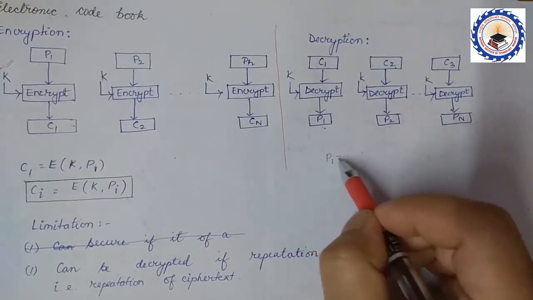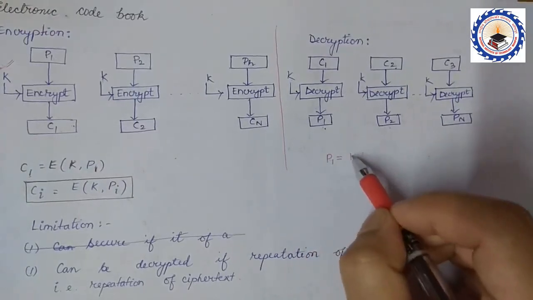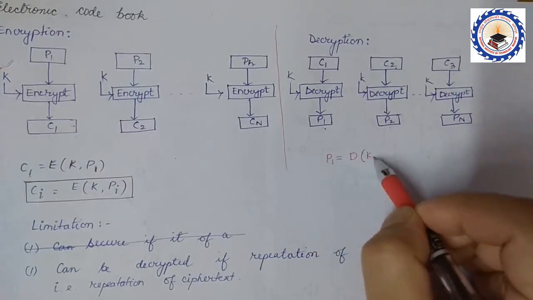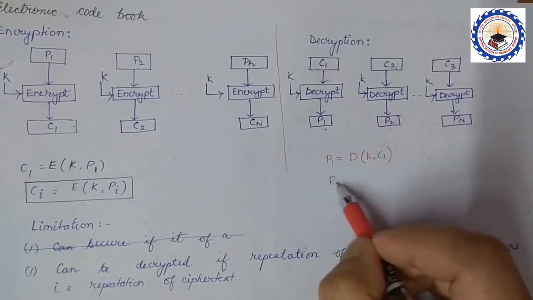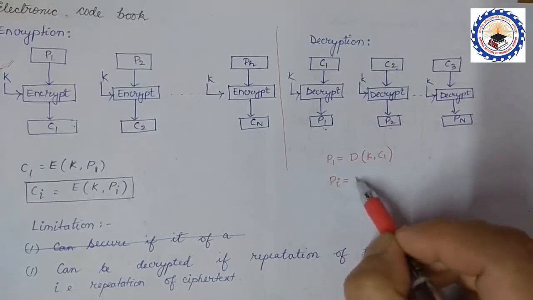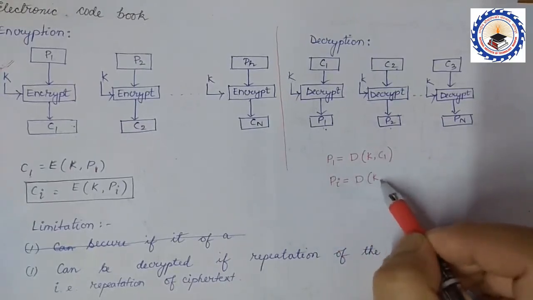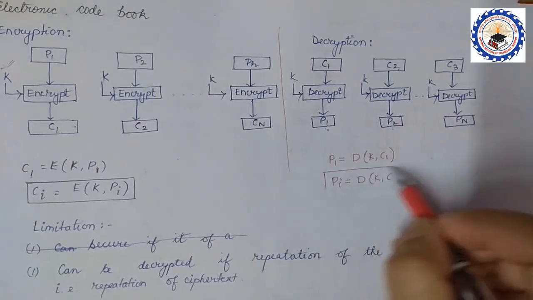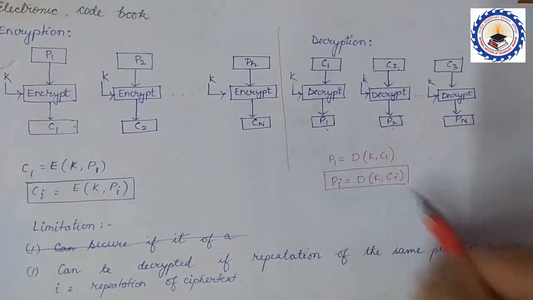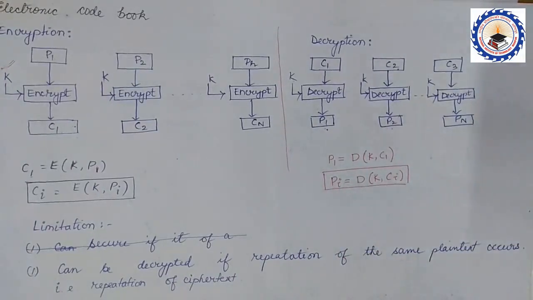Okay, so if you want to write the plain text, how did you actually get this one? You got it by decrypting with the inputs K and C1. So for a particular ith block, you can write P_i equals D of K, with K remaining constant, and C_i. This is the formula for decryption in the case of the electronic code book.